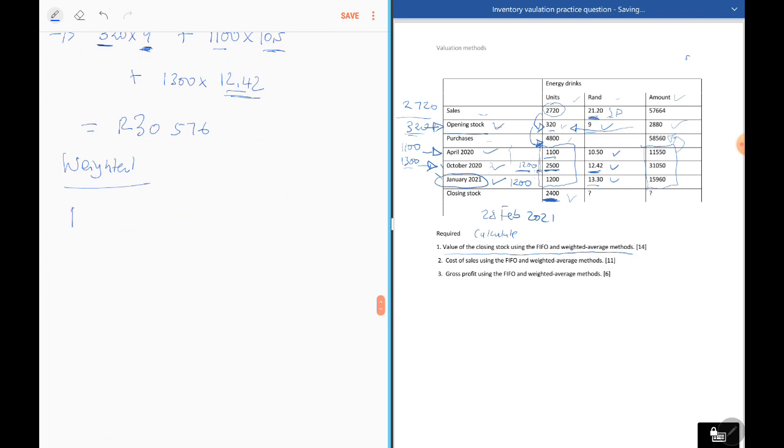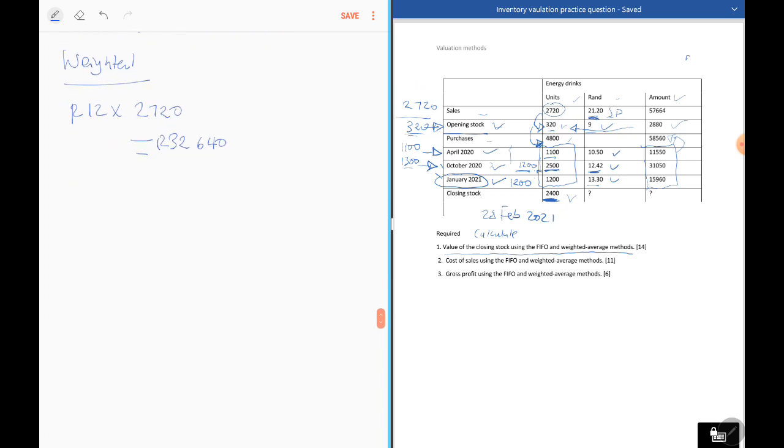So you're just going to say 12 rand multiplied by the number of units sold, which is 2,720. You get your cost of sales, which is 32,640. Right, that's the cost of sales. Fine. Number 3, calculate the gross profit.